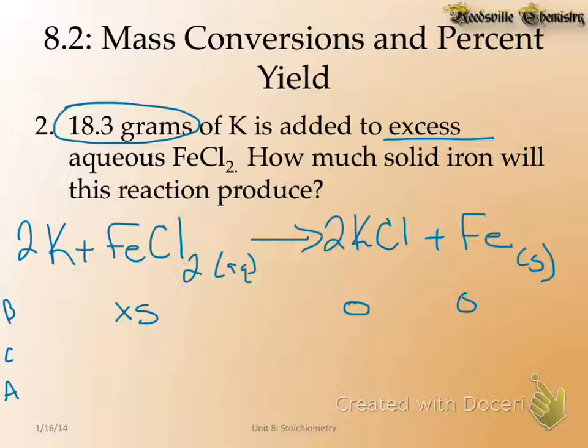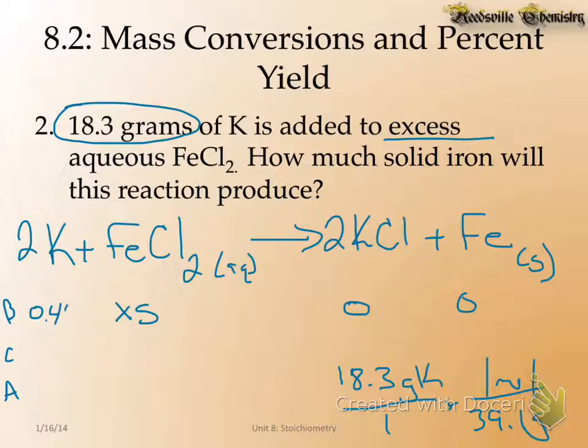All right, so remember, you should do that to the right of your BCA table. I don't have a ton of room, so I'm just going to do it right here. So 18.3 grams of K. We know that the molar mass of K is 39.1 or so grams per 1 mole. So you've got 18.3 divided by 39.1, and that's going to give you 0.468 moles. So that's the amount of potassium that you have before the reaction. So 0.468, and that's moles.